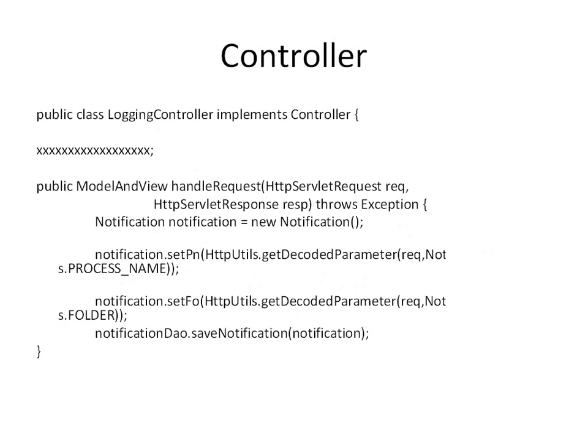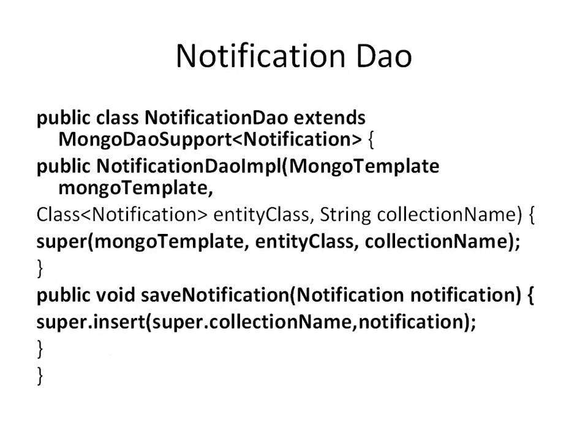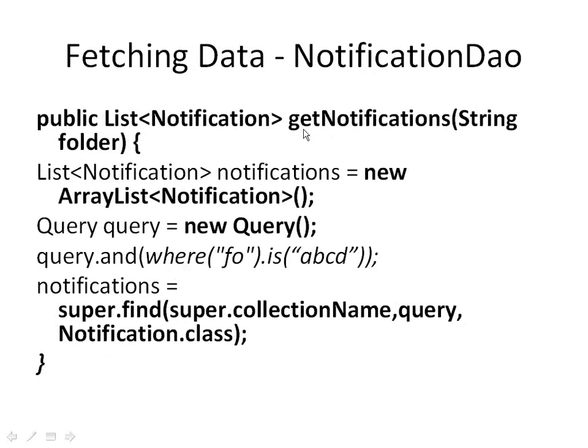Now let's see how we fetch data from the database. Similarly, in my notification, I can write a method which is getting notification. So get notification, here I have an argument called string folder. Basically here I make a query equal to new query. This query class is also provided by Spring. In this query I can add a condition where folder is ABCD, and then I fire that query. Mongo template internally converts this query object into a JSON query and fires that query to the Mongo database.